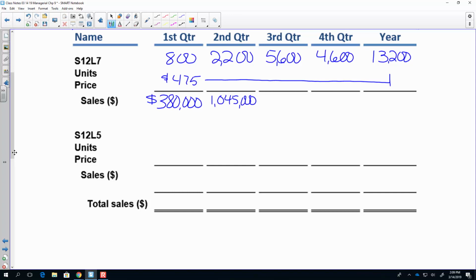Sydney, keep going. 2,660,000. And 2,185,000. Awesome. I got smaller as I went across. And what's my final total? 6,270,000. On your budget report, I want these numbers to align perfectly.